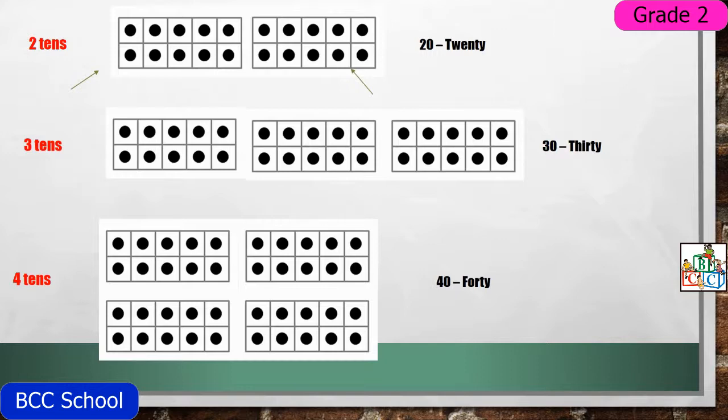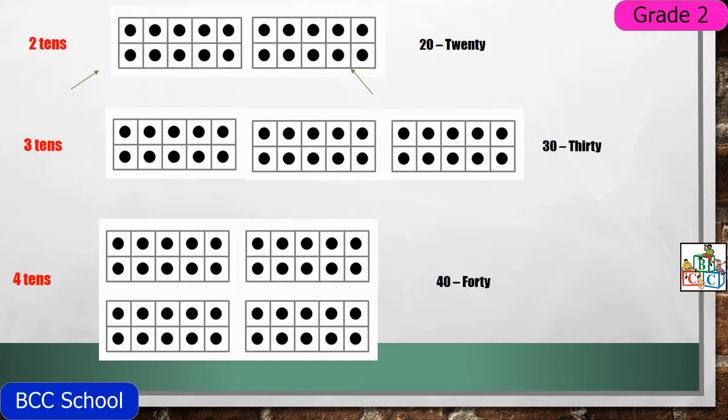Okay? Now we're going to spell 20 together. T-W-E-N-T-Y, 20. One more time. T-W-E-N-T-Y, 20. Now you must know that 2/10 is 20.